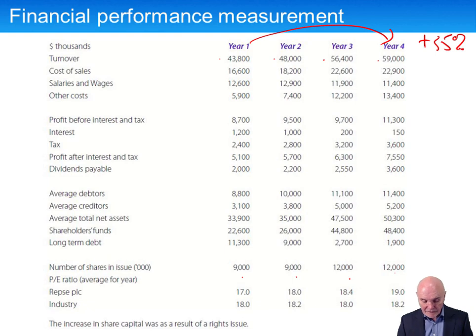What about, we could work out gross profit percentage. Well, why not do that if we have time in there? So the gross profit percentage is, the gross profit is going to be the difference in there. So it's 43.8 minus 16.6, 27.2. And if we divide that by 43.8, it's looking at about 62% as a gross profit percentage.